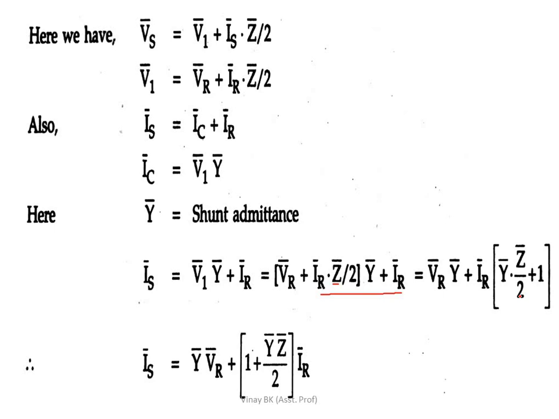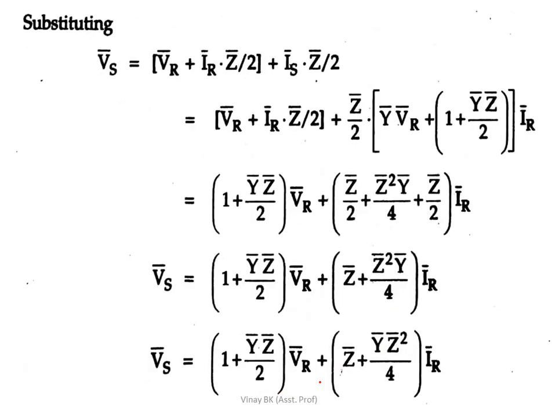Once you are getting this, I'll rewrite it in terms of the ABCD parameters. IS is given by C into VR plus D into IR, where C is nothing but Y, and D is nothing but 1 plus YZ by 2. By comparing with the standard equation, we get the values of C and D. Next, we have to compare with the VS expression of the ABCD parameters.